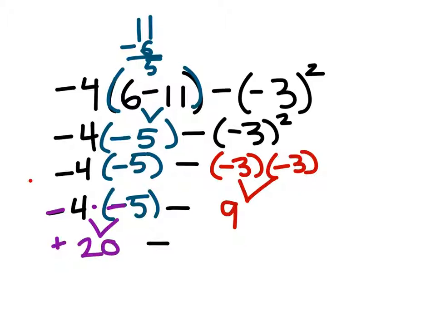So the new expression is 20 minus 9. If you had $20 and you spent $9, you would have $11 remaining. And that would be the answer for this full expression from the order of operations: 11.